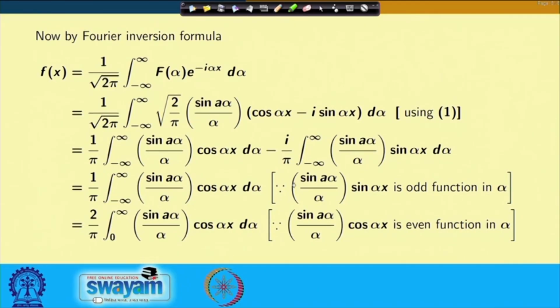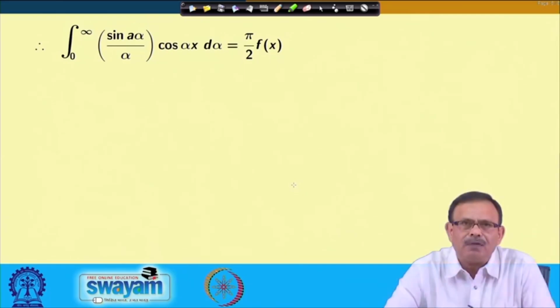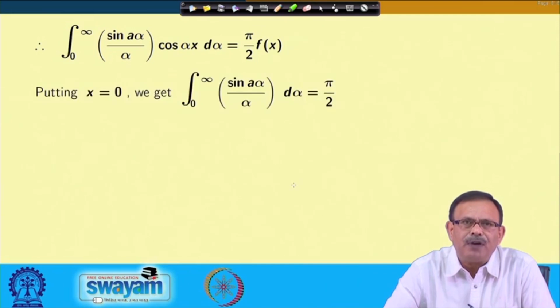So, from here I can write down the integral from 0 to infinity of sin a alpha by alpha cos of alpha x d alpha equals pi by 2 f x. If I substitute x equals 0, I will obtain the value of the integral sin a alpha by alpha d alpha equals pi by 2. At x equals 0, the value of the function is 1.